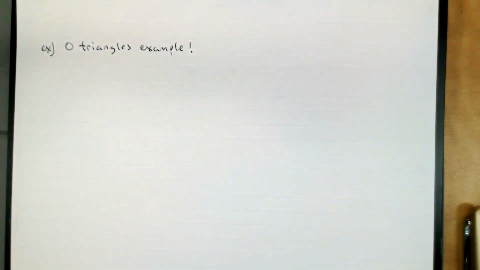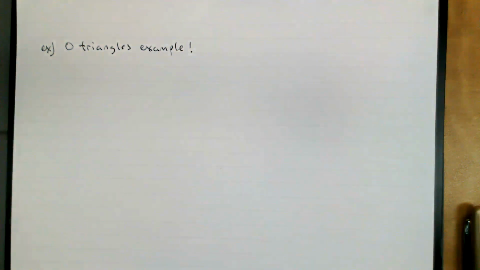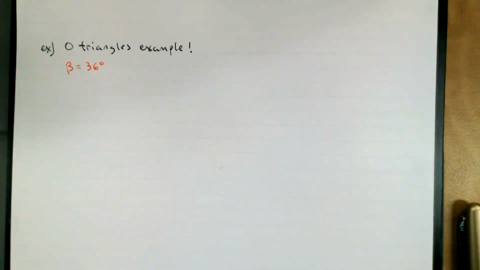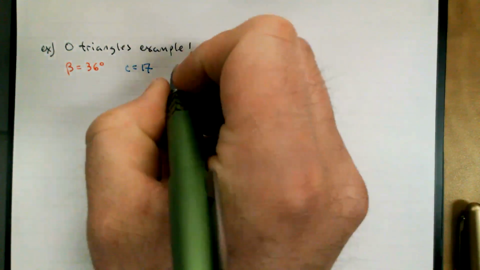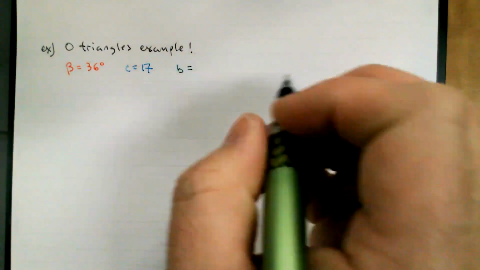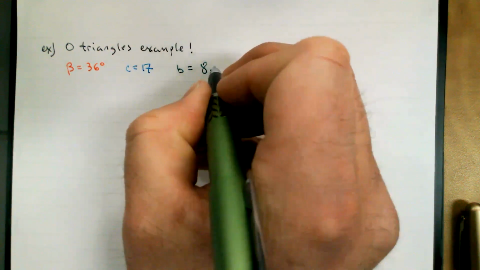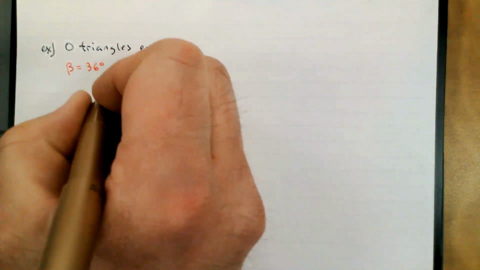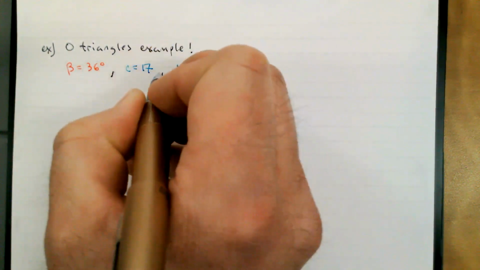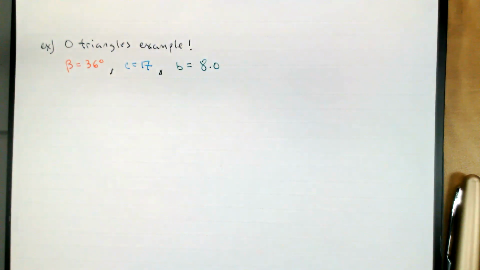Let's do a zero triangles example. Let's suppose that beta is still 36, C is still 17, and B is 8. We know from before that 17 sine 36 is going to give us a height of 10, and B is now less than that height. So we know we're looking at no triangle.